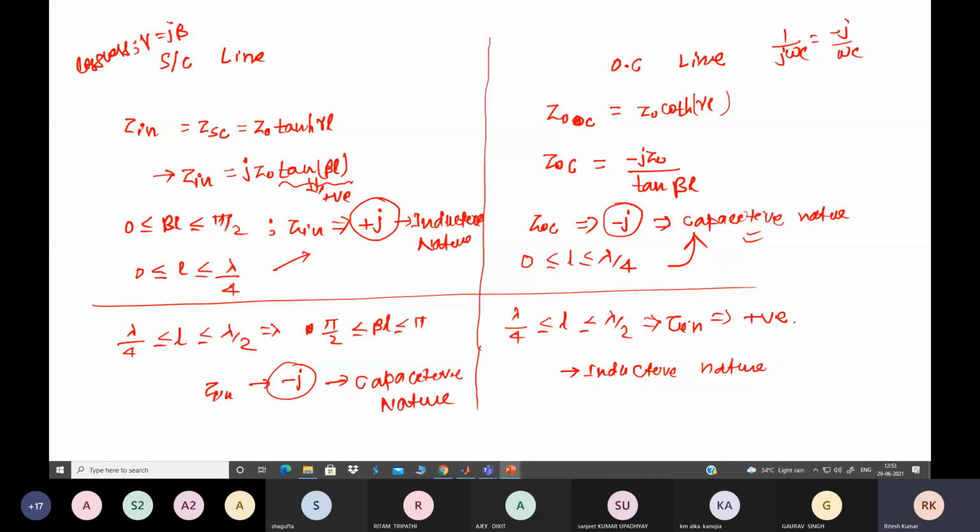Now next thing, we have calculated the input impedance at the fixed point, but one can also write the same expression as a function of x. So instead of L you can write x.